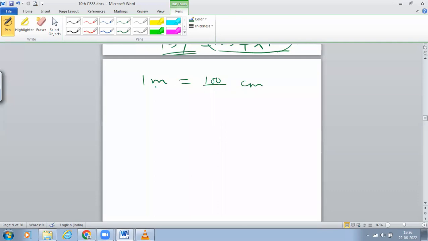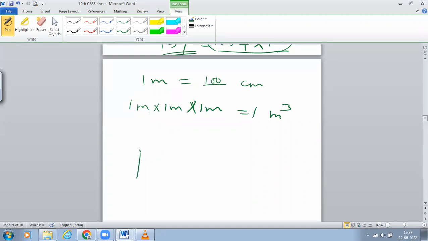100 centimeter. This is the basic conversion. 1 meter is 100 centimeter. Now listen. The meaning of 1 meter cube is 1 meter into 1 meter into 1 meter. 1 meter into 1 meter into 1 meter is nothing but 1 meter cube, because 1 into 1 into 1 is 1, and meter into meter into meter is meter cube. Okay, this is the meaning of 1 meter cube.